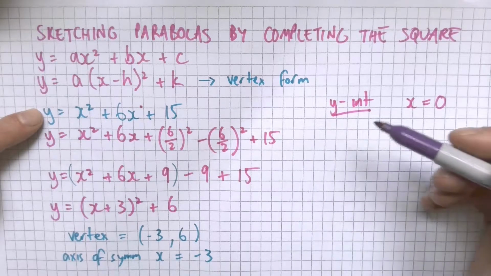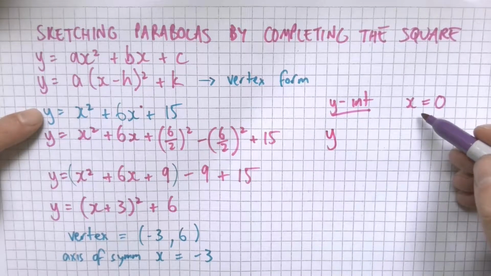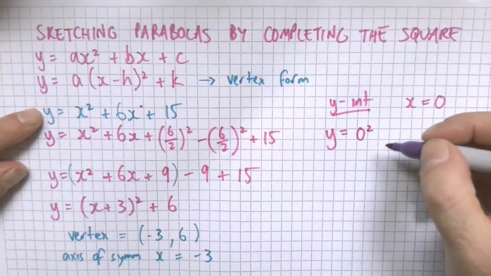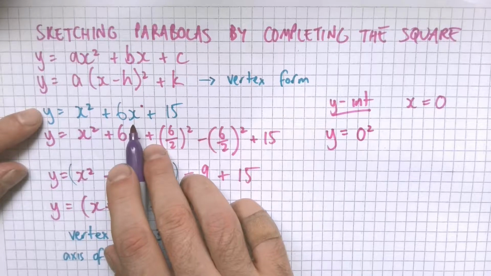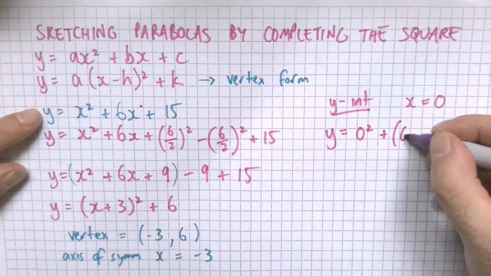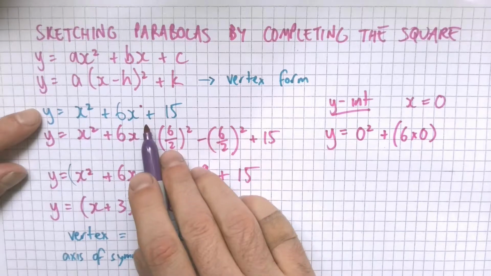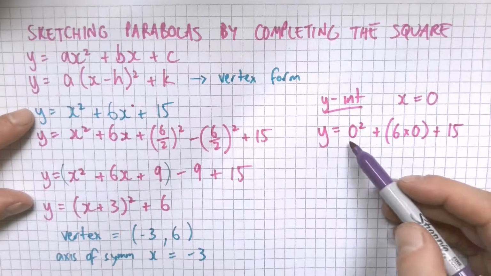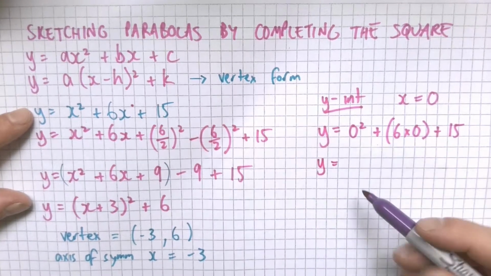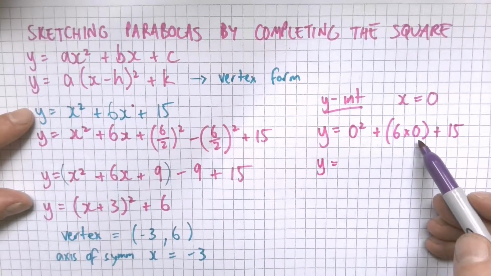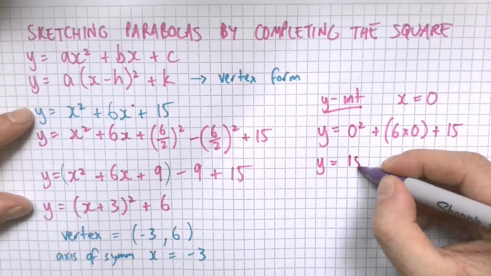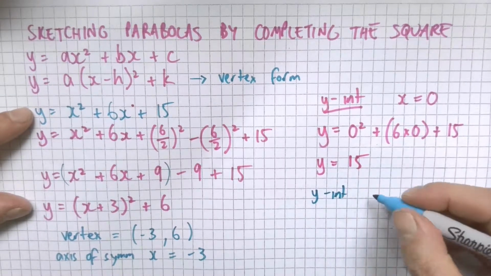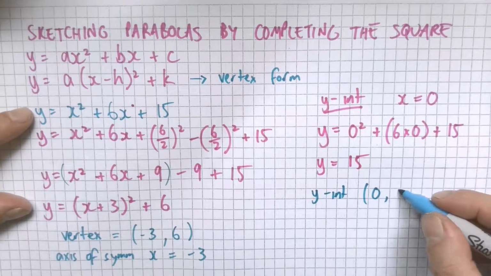So for x, I'm going to substitute in 0. So y equals 0 squared plus 6 times 0 plus 15. Solving this, 0 squared is 0, plus 6 times 0 is 0, so 0 plus 0 plus 15 is 15. And remember, your y-intercept is a set of coordinates. That's going to be the x value of 0 and the y value of 15.